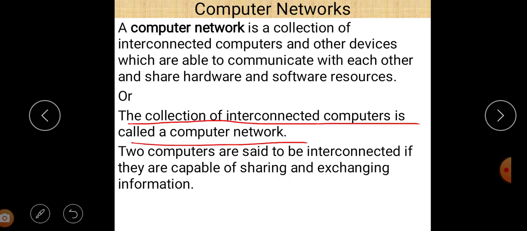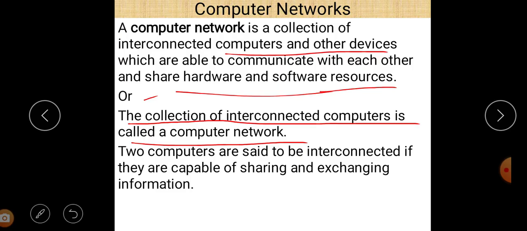Okay, let us take the second definition. A computer network is a collection of interconnected computers and other devices. So not only computers but also other devices such as a printer can be connected to the computer network, which are able to communicate with each other and share hardware and software resources. So they can share both hardware and software resources. A software can also be shared when computers are connected to each other.